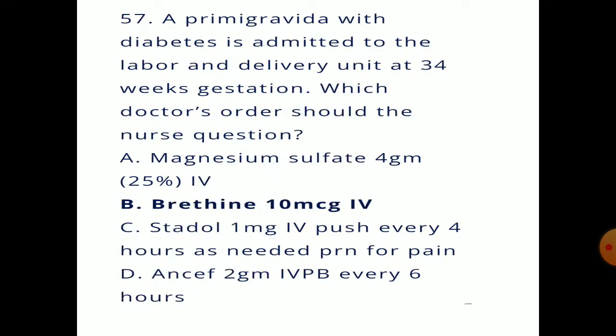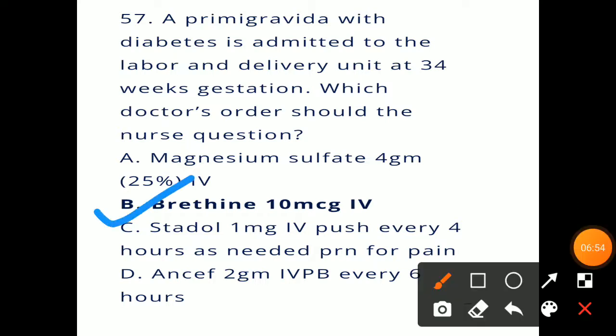Question number 57. A primigravida with diabetes is admitted to the labor and delivery unit at 34 weeks gestation. Which doctor's order should the nurse question? Options are: magnesium sulfate 4 gram 25% IV, Brethine 10 mcg IV, Stadol 1 mg IV push every 4 hours PRN for pain, and Ancef 2 gram IV piggyback every 6 hours. Correct answer option B, Brethine 10 mcg IV.